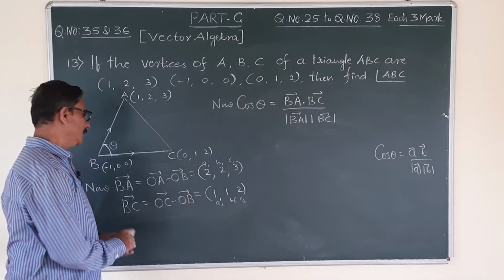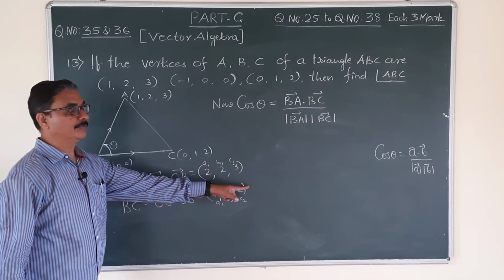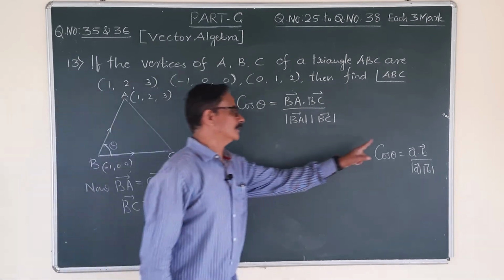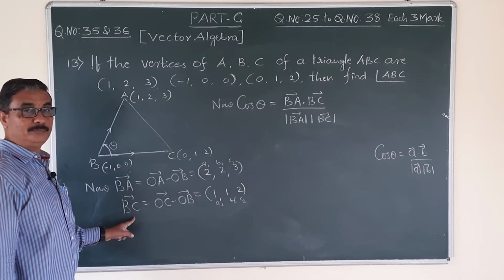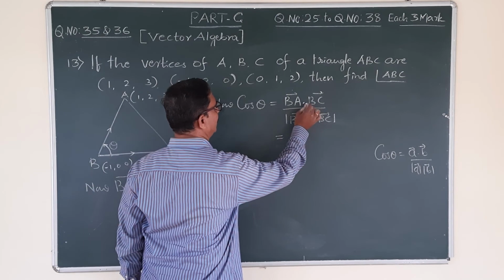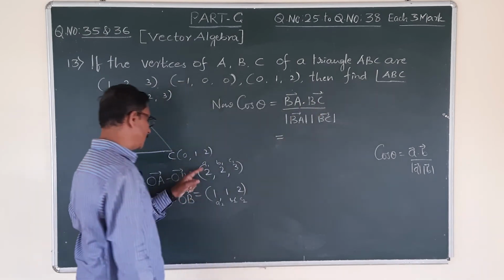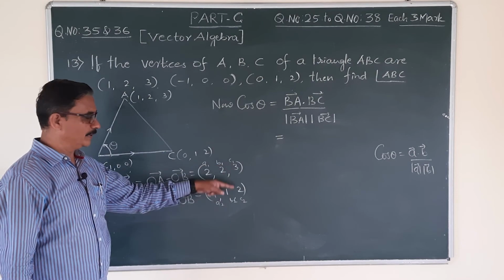Here A is the BA vector, and B is the BC vector. So cos theta is equal to A dot B, that is BA dot BC, divided by their magnitudes. Now that is equal to BA dot BC. By the definition of dot product, multiply the corresponding elements: A1 A2 plus B1 B2 plus C1 C2.